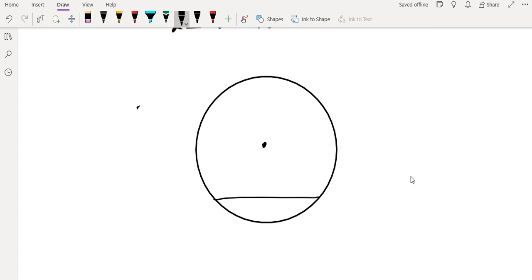Now they said find the distance of this chord from the center of the circle. Is this not the distance of the chord from the center of the circle? Yes, from the center of the circle, this is the distance to the chord. So this is what they're asking for. They're asking for this distance.